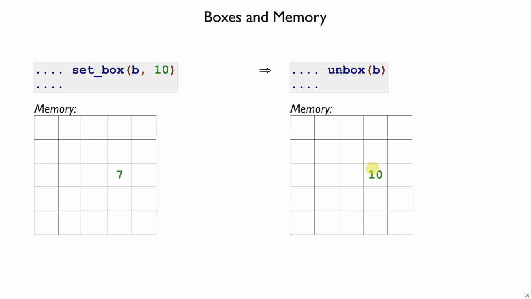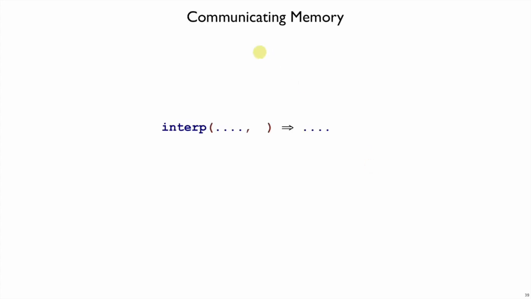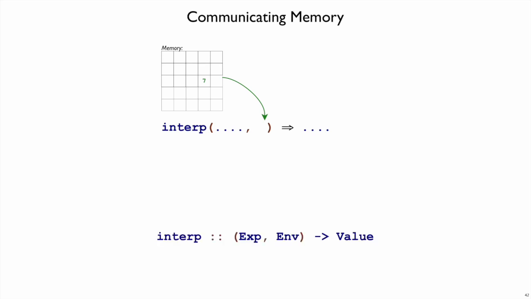Now, what do I mean again by communication? I mean that we pass information into interp as arguments, and we get information from interp back as a result. In particular, we need to know what is the current state of memory so that if interp needs to unbox at this point in memory, it knows what the current value is. In other words, memory, or some representation of memory, needs to go in as an argument to interp. That means that our interp function, instead of having the type expression environment to value, needs an extra argument here, which we'll call store.